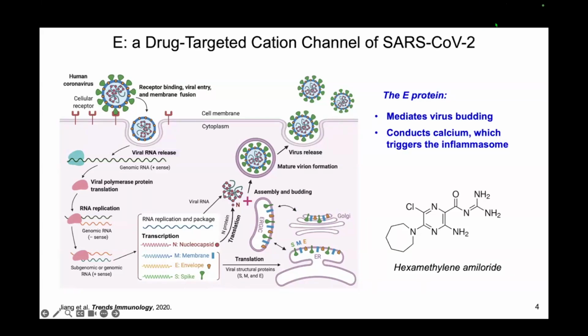The second function is that it conducts ions. It conducts cations non-specifically, sodium and potassium, but the calcium-conducting activity has been associated with the triggering or stimulation of the inflammasome of the cell. And so this is of particular interest to us. Now, hexamethylene amiloride, the small molecule shown here, has been known to be a weak inhibitor of the E protein, but exactly where and how it binds was not known. And of course, there's interest in developing more potent inhibitors of the E protein.